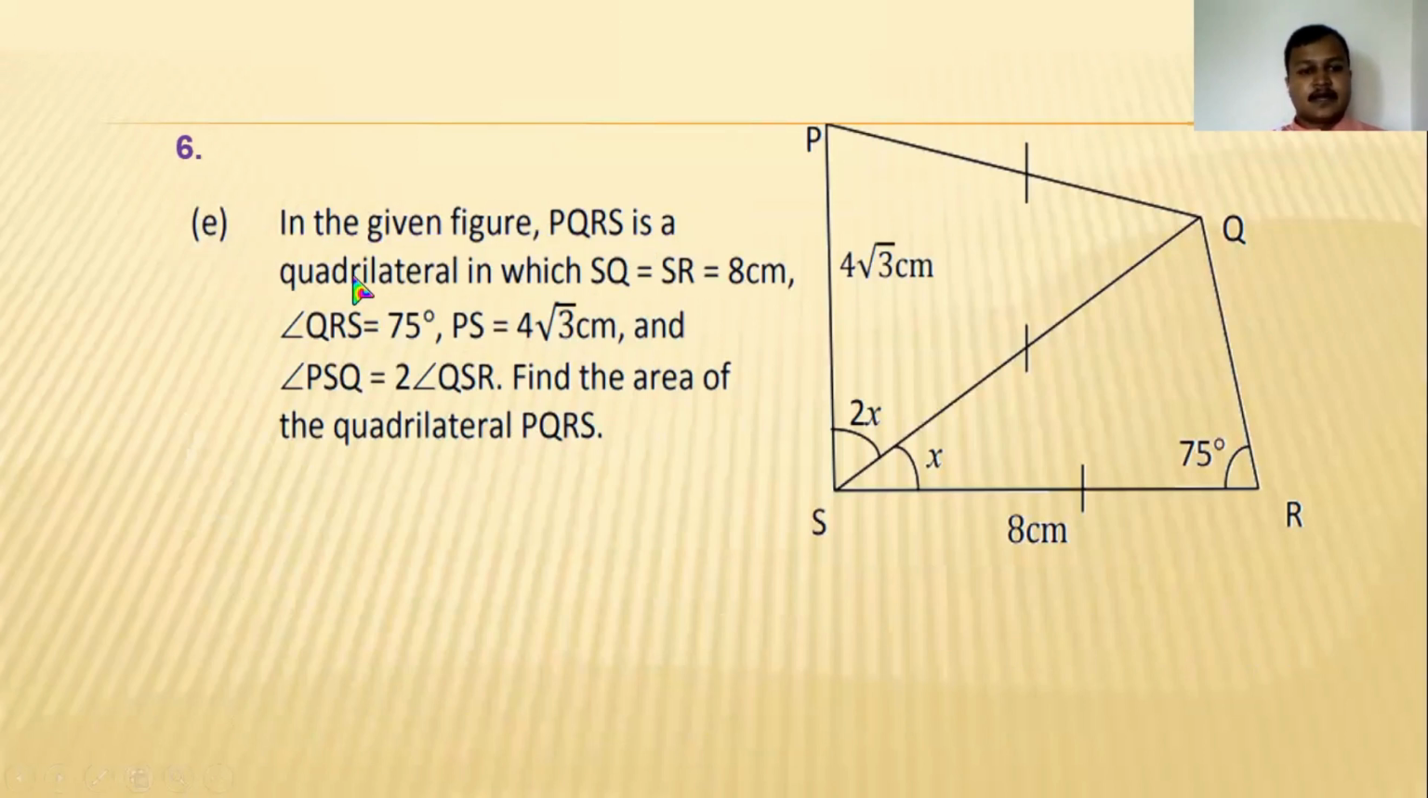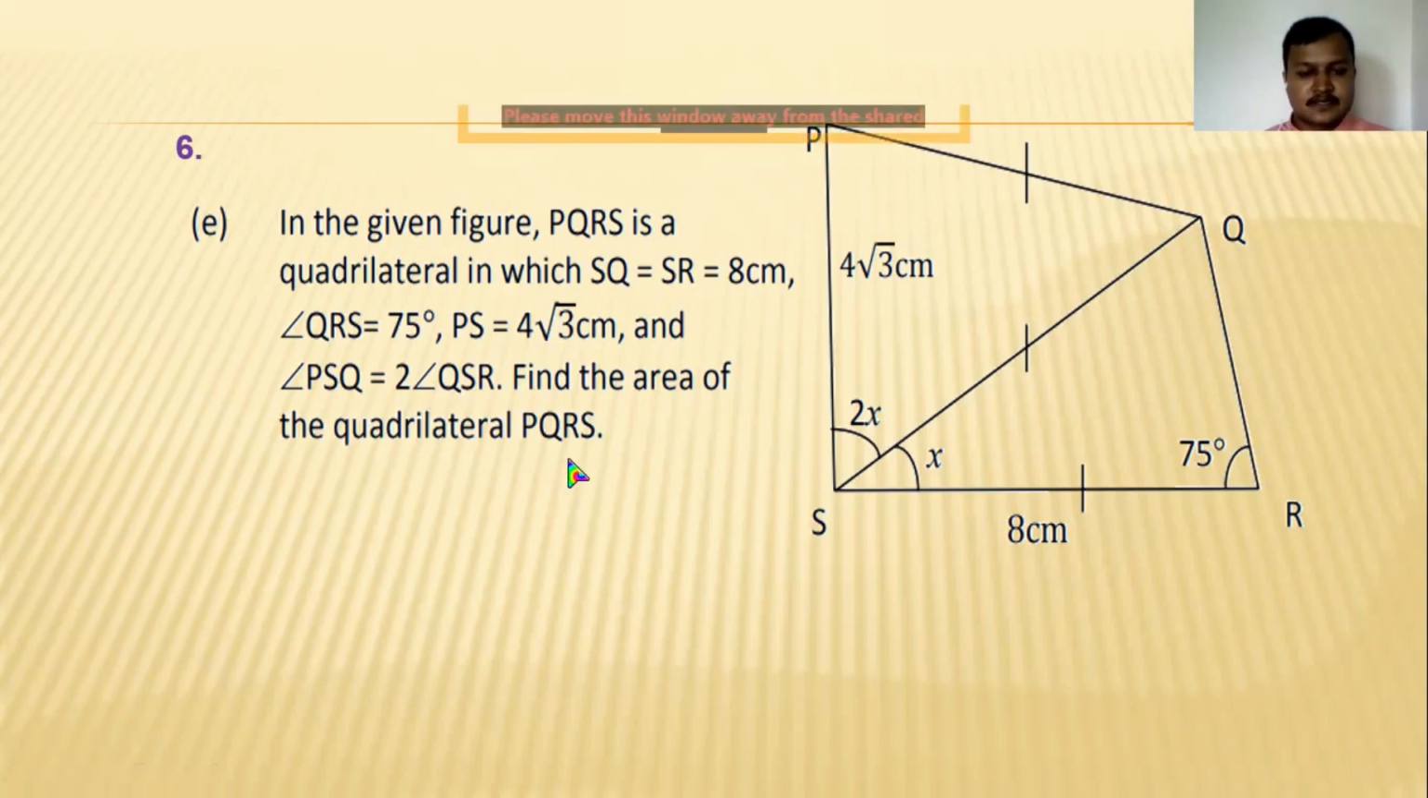In the given figure, PQRS is a quadrilateral in which SQ is equal to SR is equal to 8 centimeter. Angle QRS is 75 degree. PS is equal to 4 root 3 centimeter, and angle PSQ is equal to 2 times angle QSR. Find the area of quadrilateral PQRS.